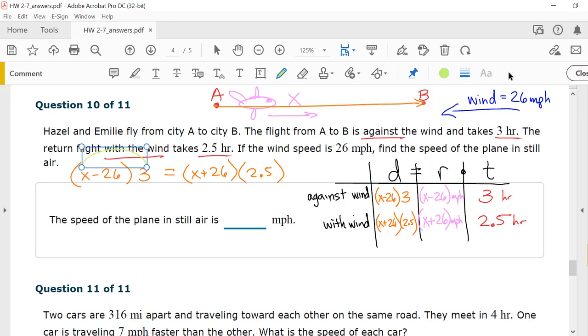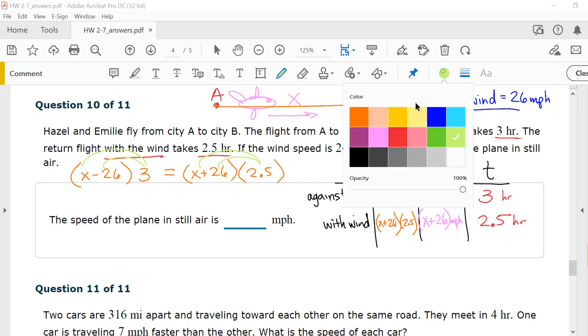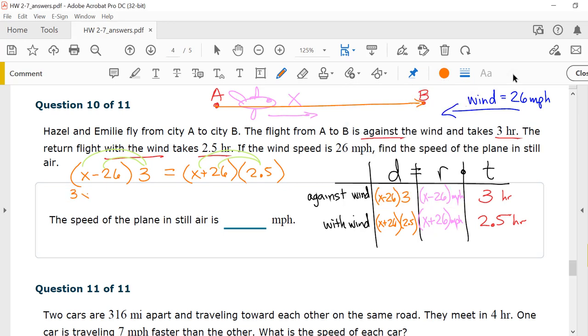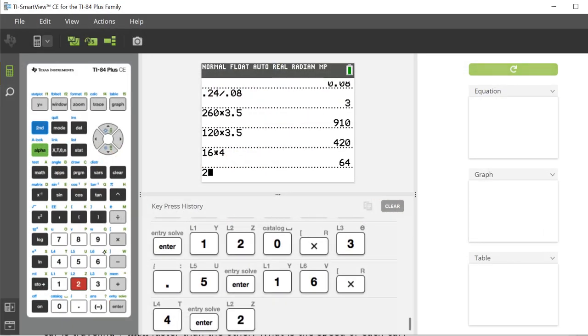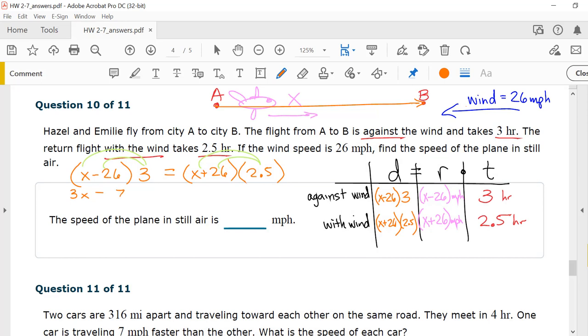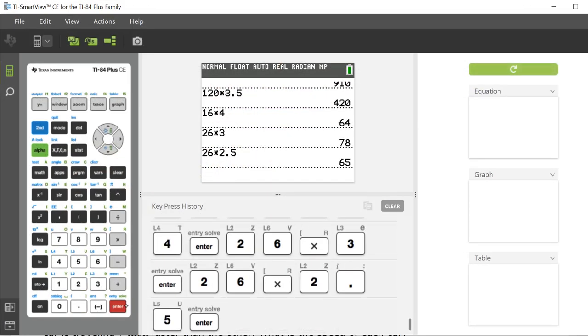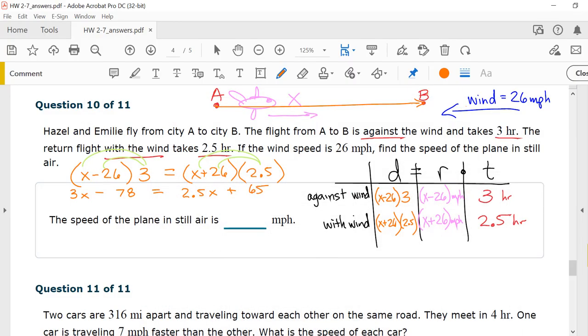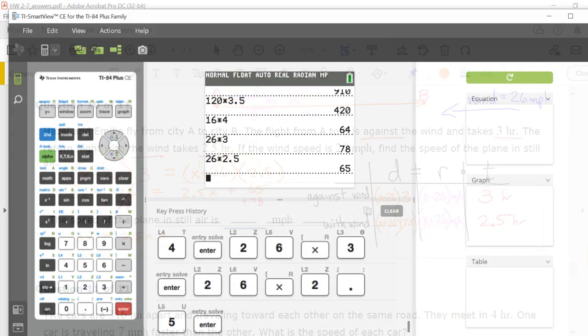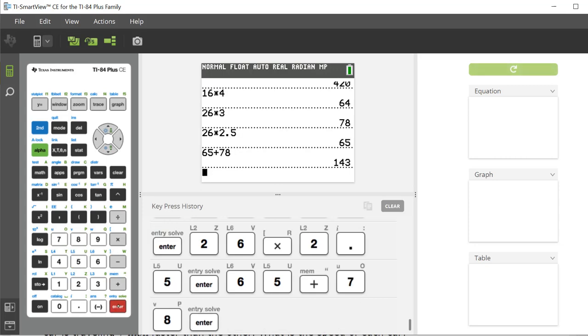Now I'm going to distribute. Distribute the 3, distribute the 2.5. I have 3x minus 26 times 3, which is 78, equals 2.5x plus 26 times 2.5, which is 65. I'm going to add 78 to both sides, and I get 3x equals 2.5x plus 65 plus 78, 143.